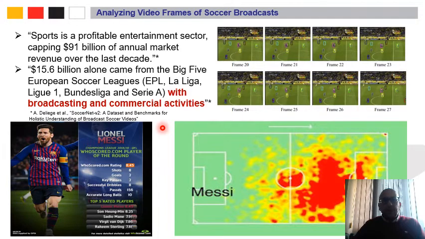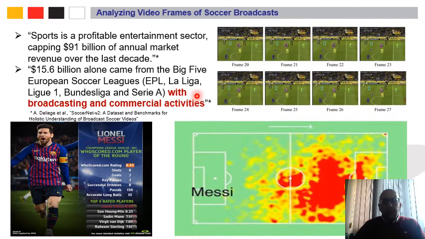And in this paper, they refer to how profitable this sport is as an entertainment sector. It is 191 billion of annual market revenue. 15.6 of this alone comes from the big five leagues. So this is sports in general, the 191 billion. 15.6 of this comes from the main leagues, which are the Premier League, the Liga, the French League, the Bundesliga, and the Serie A in Italy.